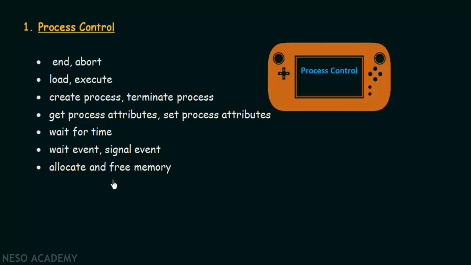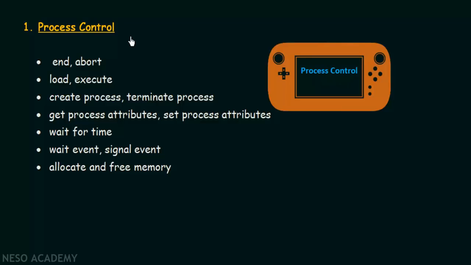Then we have allocate and free memory. When a process is going to be executed, it may need access to memory, so we may have to allocate memory for that process. When the process finishes execution, the memory that was allocated to it has to be freed. That is what we mean by free memory. These are all examples of system calls that are used for controlling processes, so they all fall under the category of process control system calls. So that is the first one.